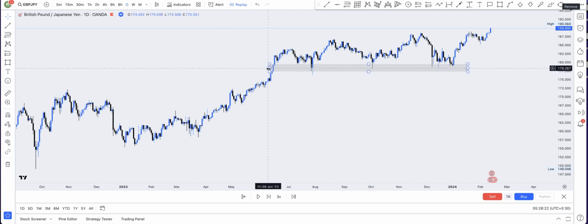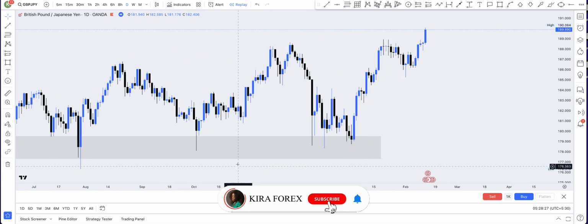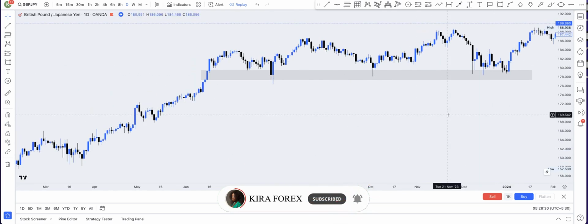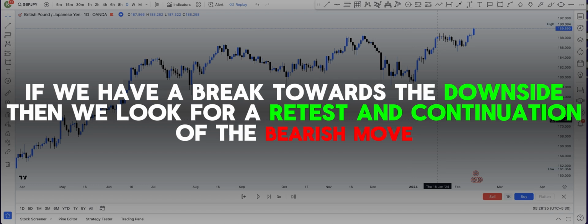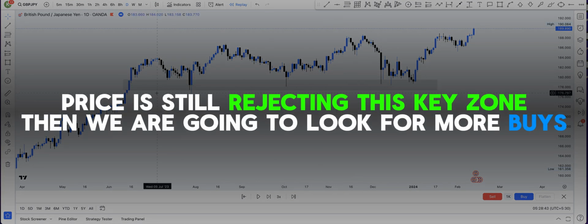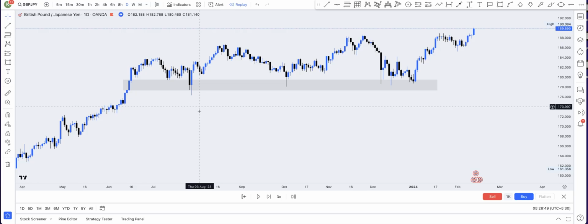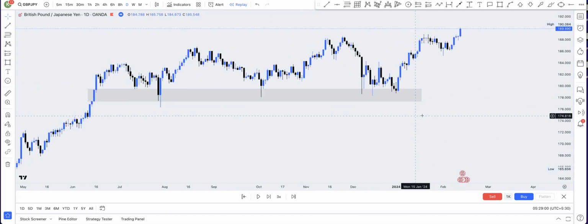This is my first key level. You can see that price has been rejecting the key level for some time now. Price has not been able to break this key level to the downside. If we had a break towards the downside, we would be looking for a retest and a continuation of the bearish move. But since we haven't broken down and price is rejecting this key zone, we are going to be looking for more buys. We are going to be expecting more buyers in the market. So what are we going to do? We're going to follow the footsteps of whatever the market is saying, and we look for more buys. So this is the daily time frame, and that is our first key zone.